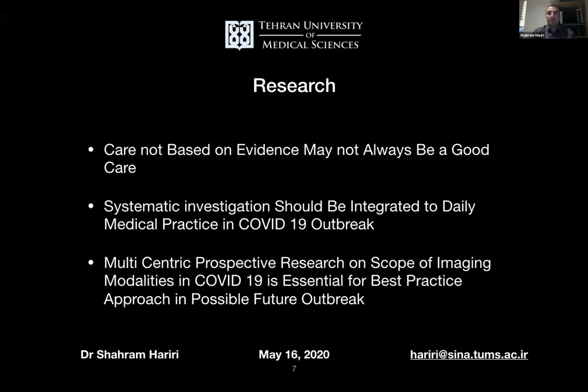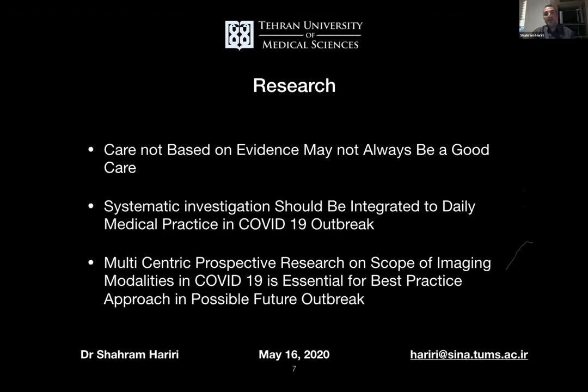Whenever we want to order imaging for a patient, double check with yourself. Why do you need that imaging? Is there good evidence to do so? Are you following hospital or national guidelines? Will that imaging change your management? Is it safe? Is there an alternative?